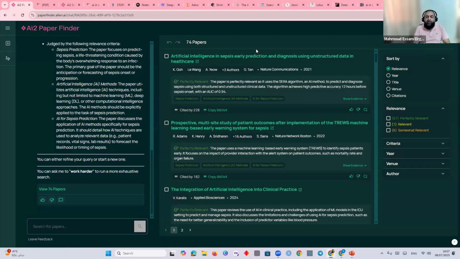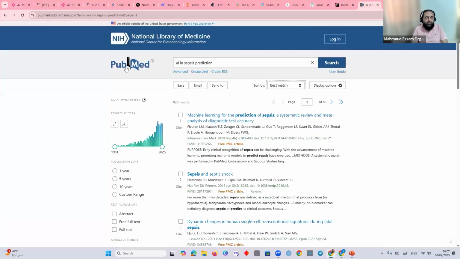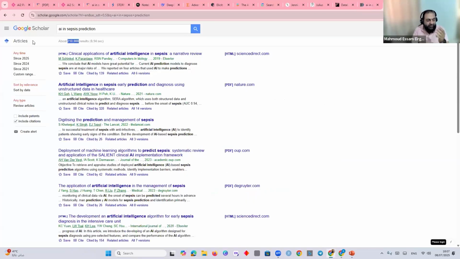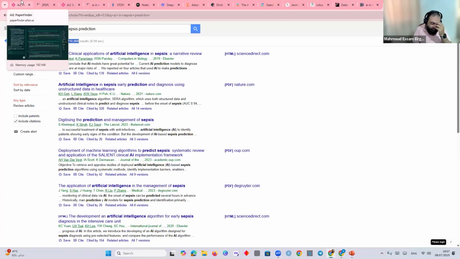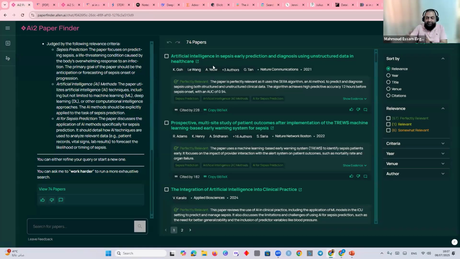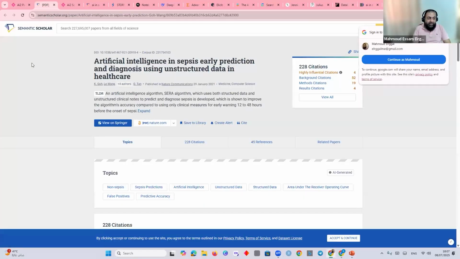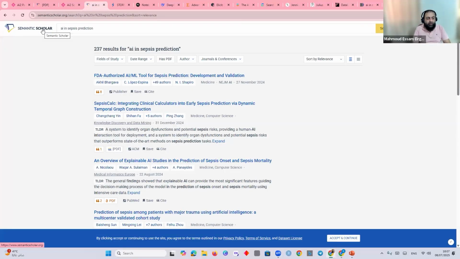You can download the papers, because they are much more focused. We have seen in PubMed just a simple search. Yes, we know we can do an advanced search and reach a more refined search, but we are just using the same terms in each one of those sites, and we have seen there are different results. The last one is Semantic Scholar, and you will see Semantic Scholar gives us 237 results.